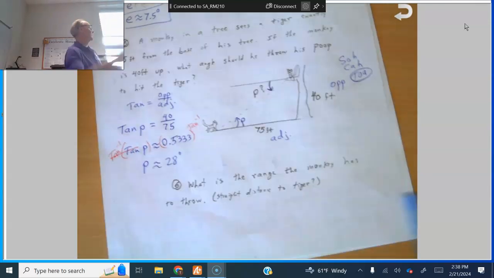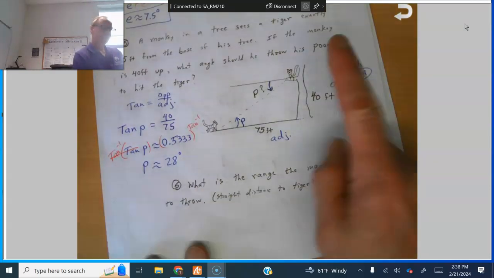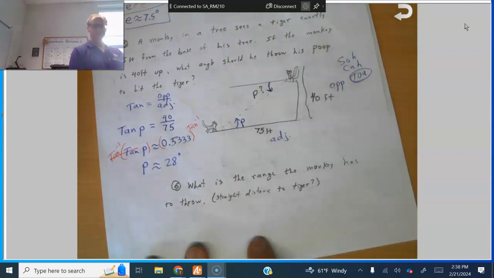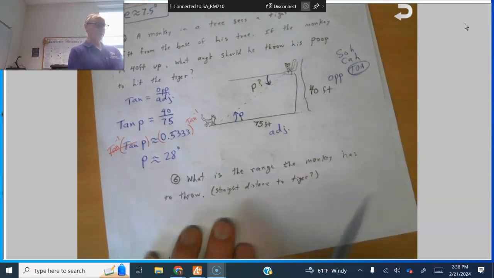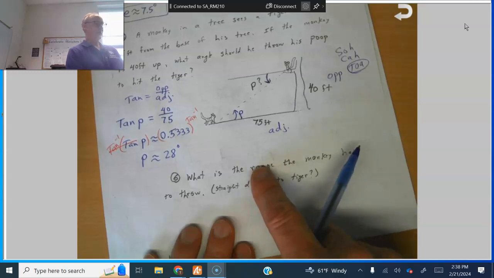Keep in mind that the monkey is not going to be that accurate. If he is, he's in real trouble. So the monkey is going to throw it about 28 degrees. Now the last question. This is going to be the extra credit on your test, but I'd like for you to get it.